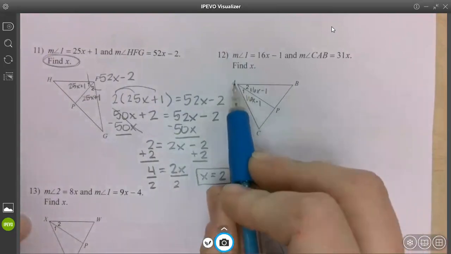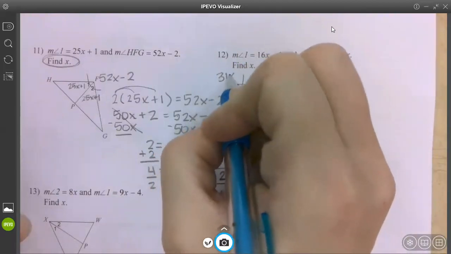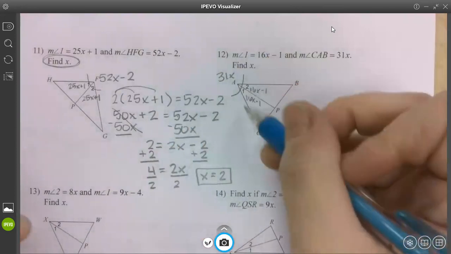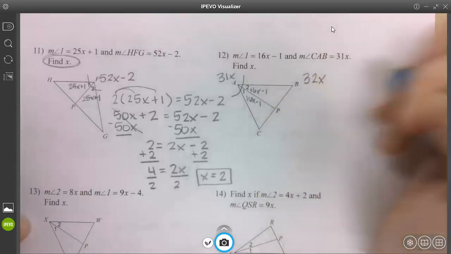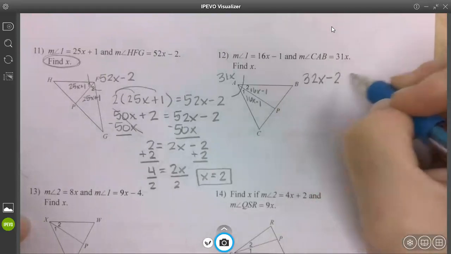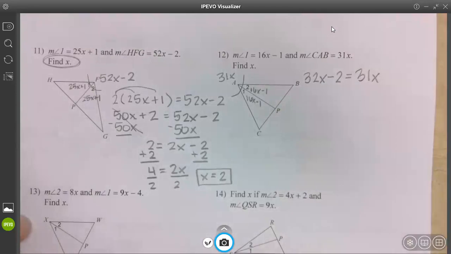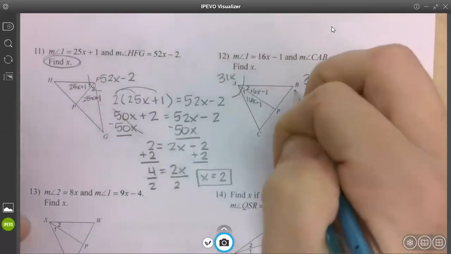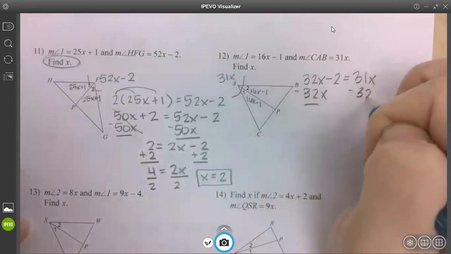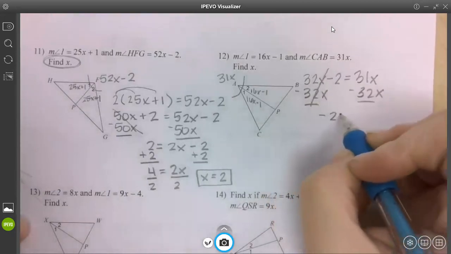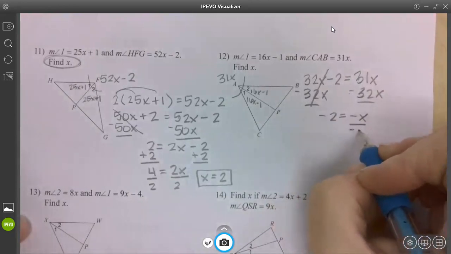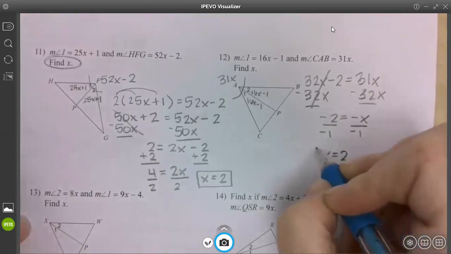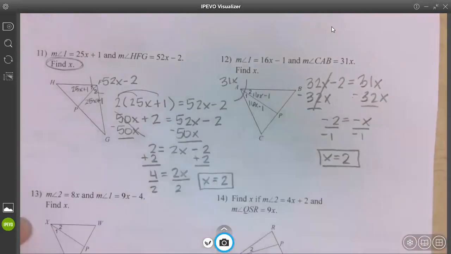But the full angle CAB is 31x. So again, you can either add these up or multiply one of them by 2. We'll go ahead and add them. 16 plus 16 is 32x. Negative 1 plus negative 1 is negative 2. When I add those, I get my full angle of 31x. Since this x is already by itself, I'm going to move this 32 over by subtracting it. That'll leave me with negative 2 equals 31 minus 32 is negative x. To get x by itself, we divide by negative 1. And again, we were trying to find x. So x is 2.